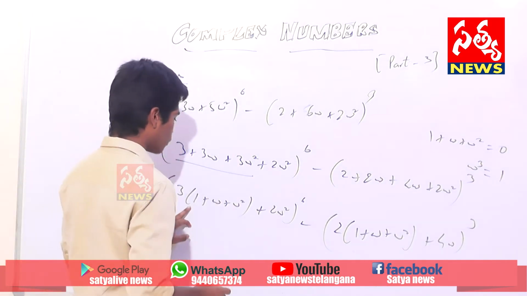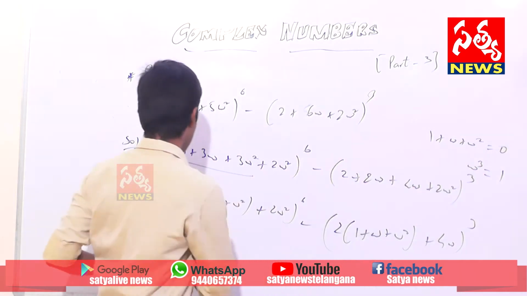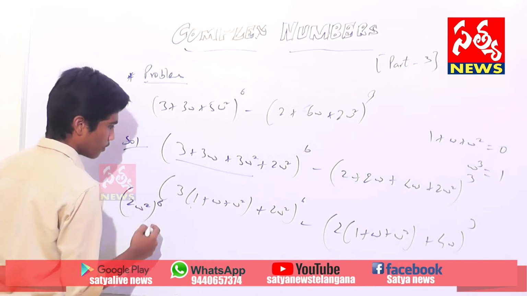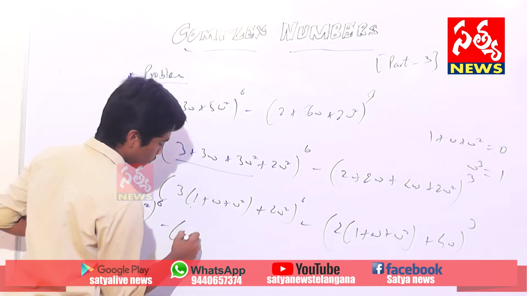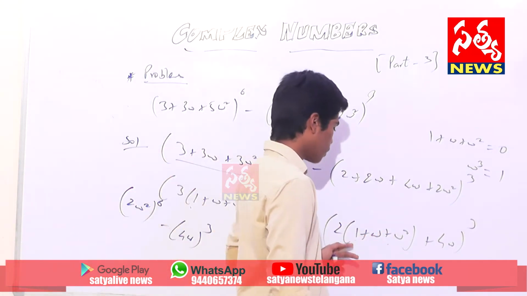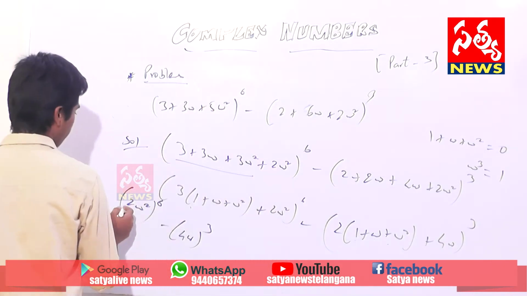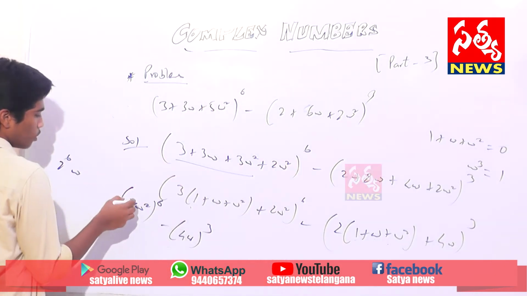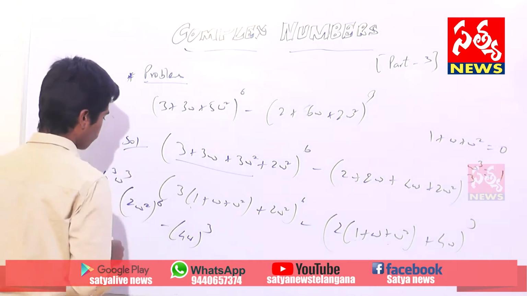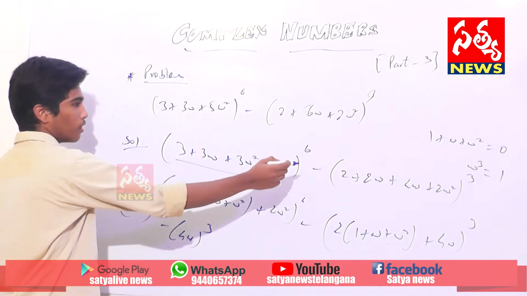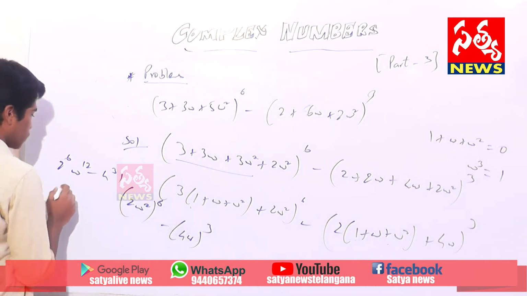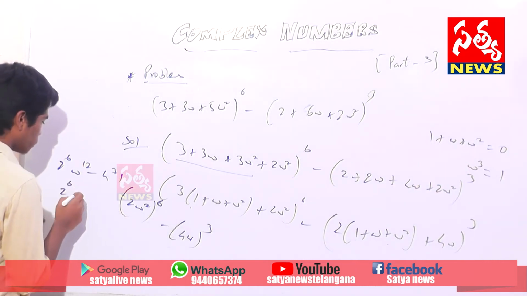And next, as you know, 1 + ω + ω² is 0, so 3 into 0 is 0. So we are remaining with (2ω²)^6 minus (4ω)^3. And here also 1 + ω + ω² equal to 0, 2 into 0 is 0. So 2^6 into ω^12 minus 4³ into ω³. As we know, ω³ is 1, so I am writing in the place of ω³, 1.